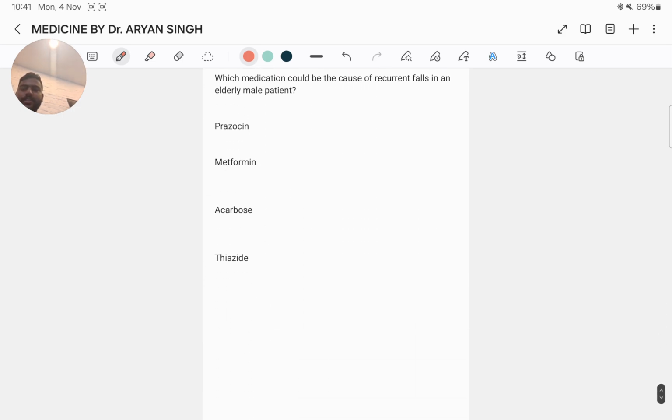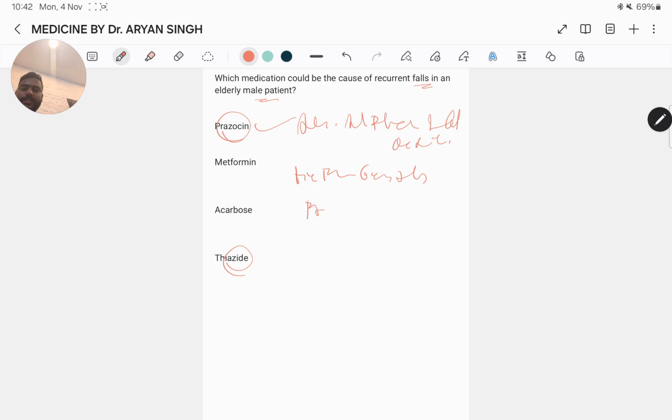Next question: which medication could be the cause of recurrent falls in an elderly male patient? Prazosin, metformin, acarbose, and thiazide. The best answer is prazosin because prazosin is an alpha 1 blocker medication used primarily for the treatment of hypertension or benign prostate hyperplasia.